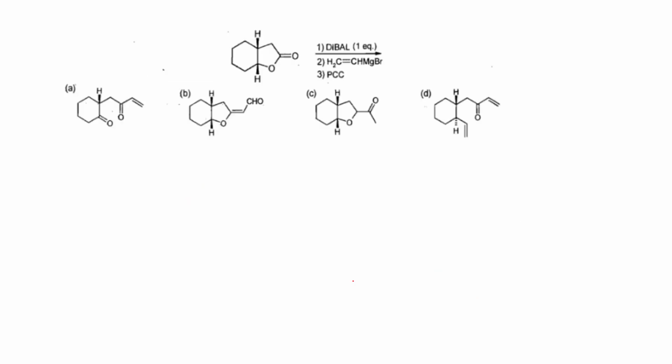Okay. Next is this one. They have given a 3 step process, and after 3 steps we will get one product. Which product will you get among these 4? Just try, you have to try this by yourself, because otherwise you can't get an idea. Whenever there is a single step transformation you can predict the product, but for multi-step transformations, if you don't draw the product after every step, there is a chance of mistakes.